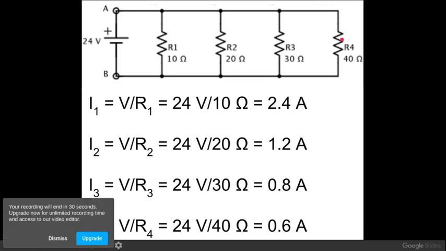In the second video, we will look at what happens after this. So what happens when all these currents combine.